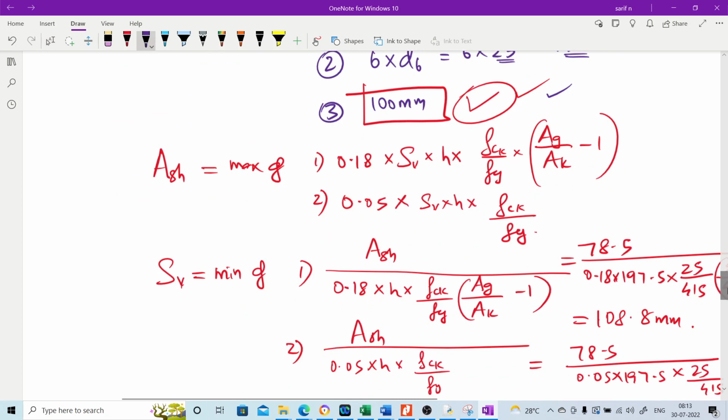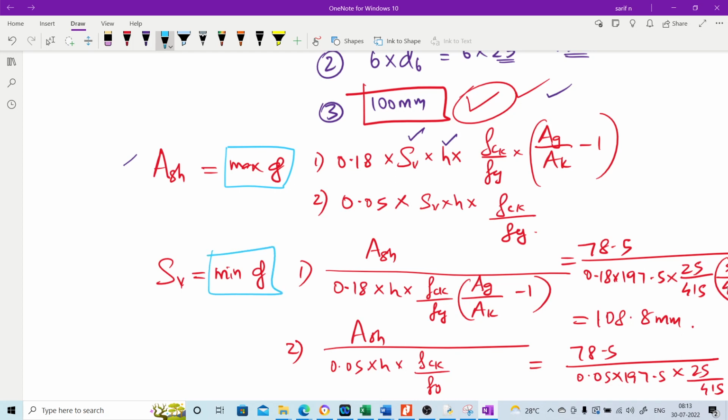The first criterion is Ash should be the maximum of these two formulae that are given in the code. Sv is the spacing of the stirrup, h we already calculated as 197.5, fck by fy, Ag by Ak. Ak is the area of the core. We know the dimension of the core, so finding the area is not a problem. So instead of writing this equation as such, we will rewrite it. Instead of writing Ash is equal to maximum of these, we will write Sv is equal to minimum of these two. We simply rewrite the equation.